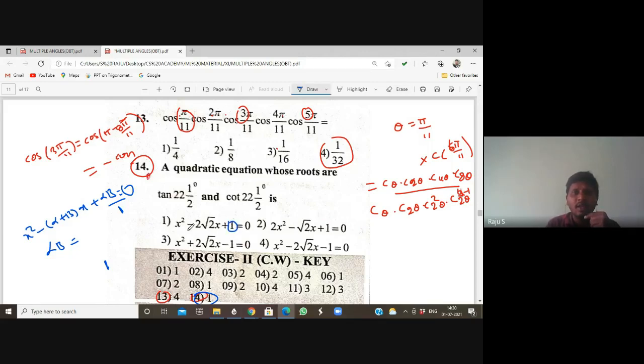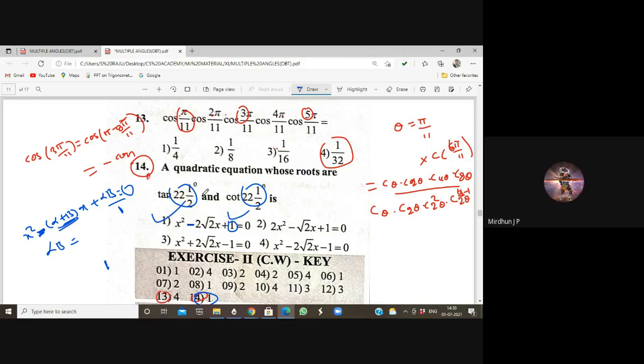In the first quadrant tan is positive and cot is positive, so the sum of those values is also positive. The minus sign is there, alpha plus beta is positive, minus as it is. Minus is there, plus is there, and the product is 1. So damn sure it is 1.